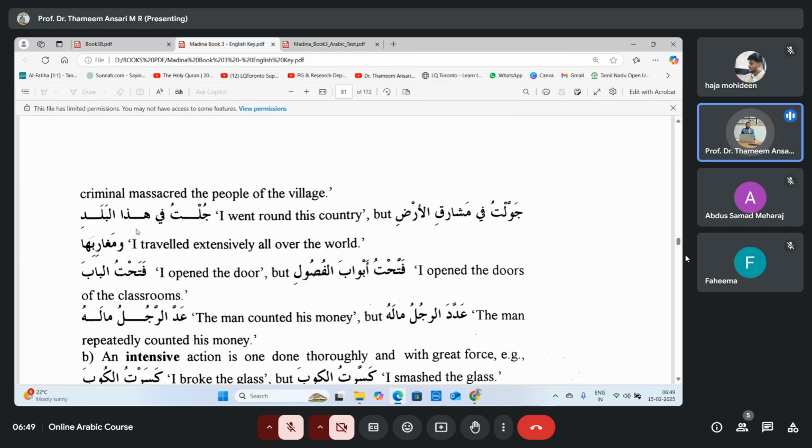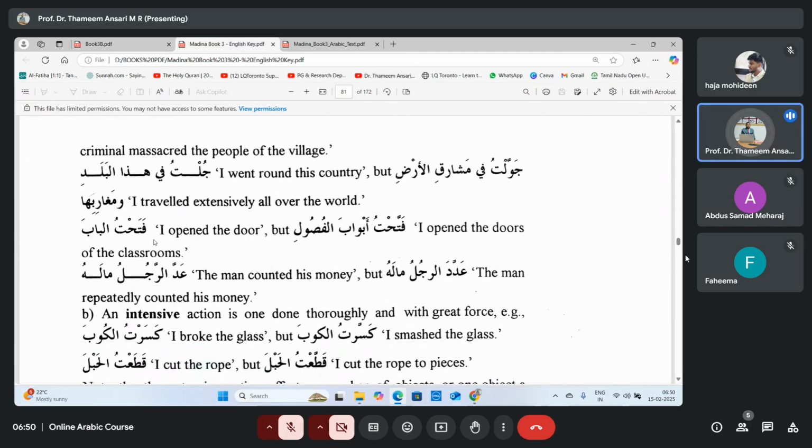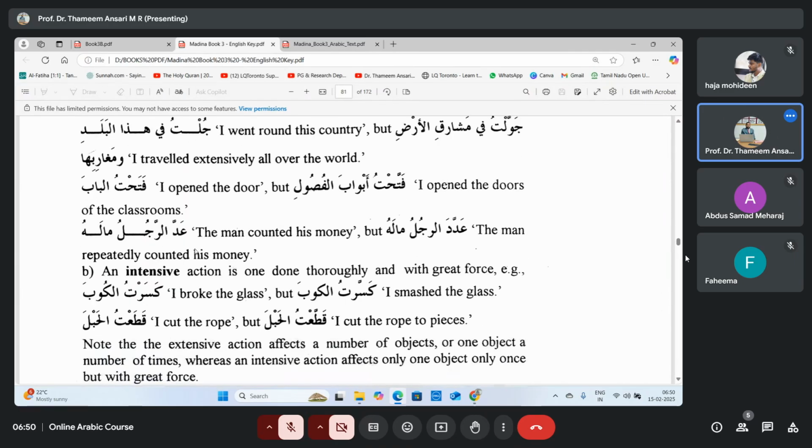Jultu fi hadha al-baladi, I went round this country, but Jawwaltu fi masharik al-ardi wa magharibiha, I traveled extensively all over the world. Fatahtu al-bab, I opened the door, but Fattahtu abwab al-fusul, I opened the doors of the classrooms. Adda ar-rajulu malahu, the man counted his money, but Addada ar-rajulu malahu, the man repeatedly counted his money.